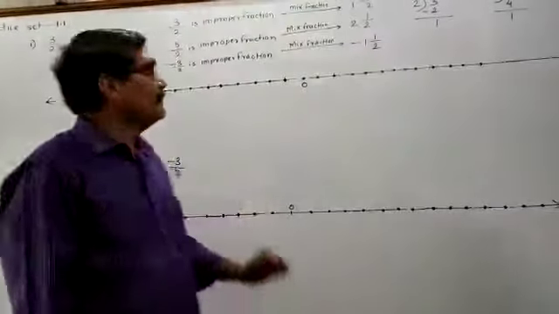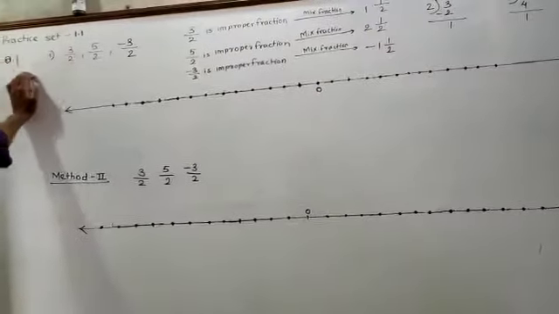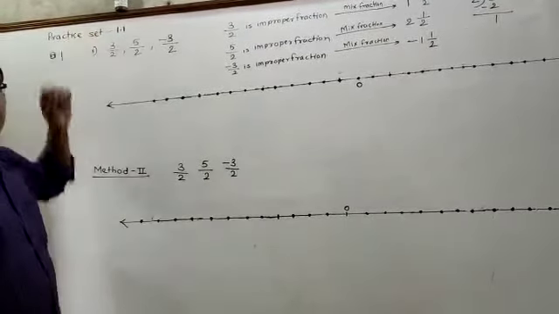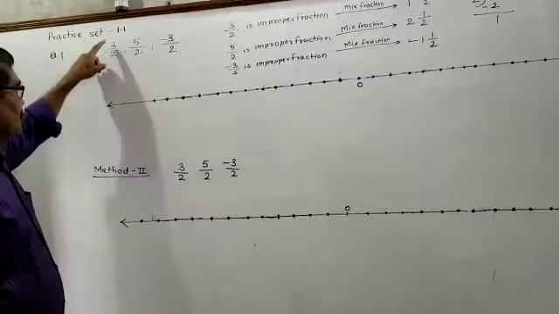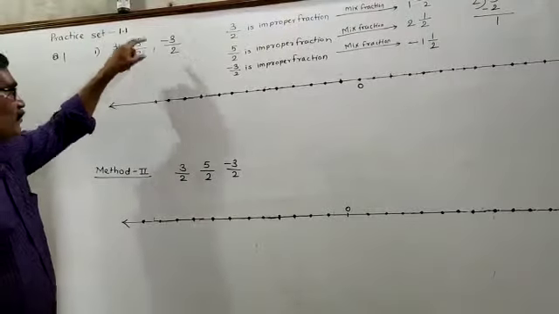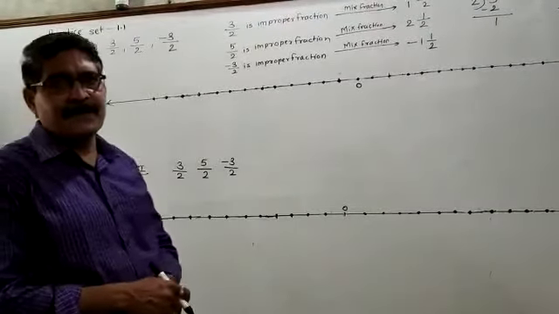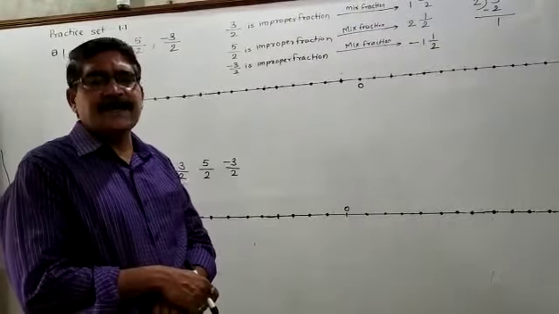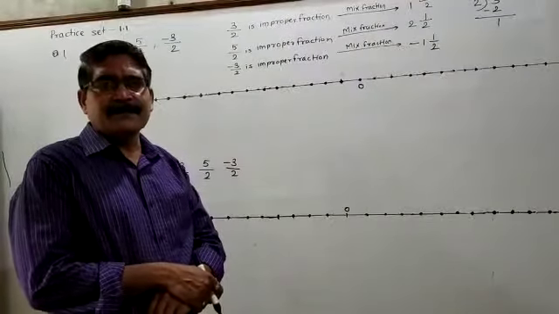Today you have to start with practice set 1.1, first question. The rational numbers you have to show on the number line. First sub-question is 3 upon 2, 5 upon 2 and minus 3 upon 2; you have to show these on the number line. You have to see whether these are improper fractions or not.